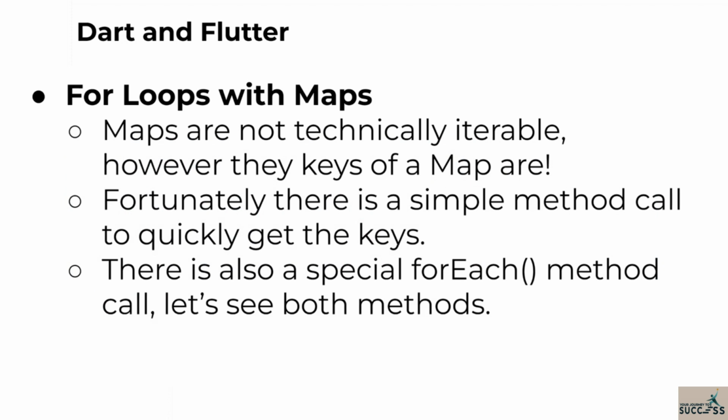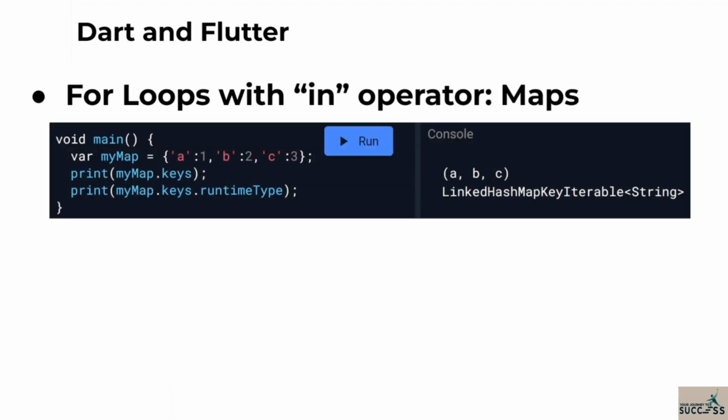Now, maps are not technically iterable, however, the keys of the map are. Fortunately, there's a simple method call to quickly get the keys, and there's also a special forEach method call. So let me show you how you could iterate with for loops using maps. Remember, maps are key value pairs. So here I have a map.